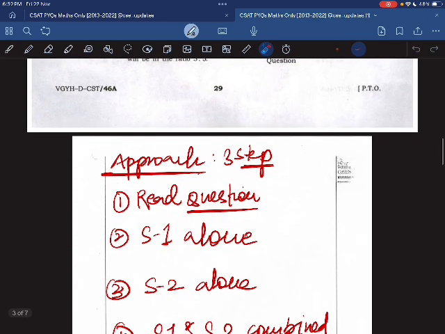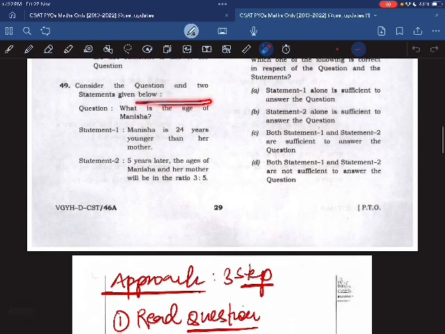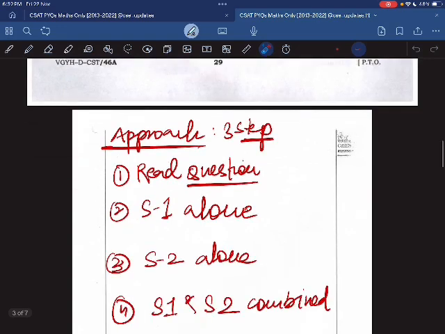Now the second step will be to analyze statement 1 alone. So first we understand and read the question carefully, and then we understand or solve statement 1. We are not going to dive into statement 2. First we are going to do the statement 1 analysis, and after that we are going to analyze the second statement. Okay, so what is the approach?